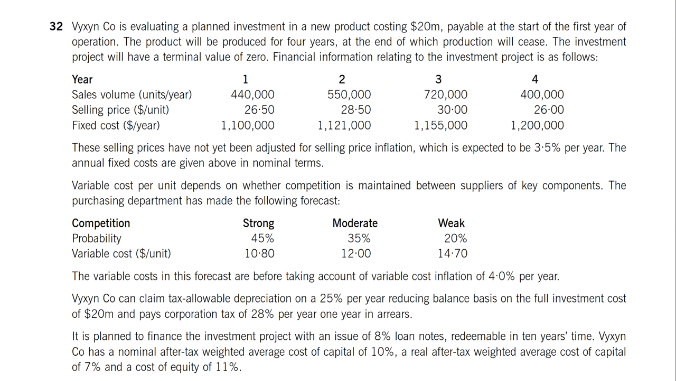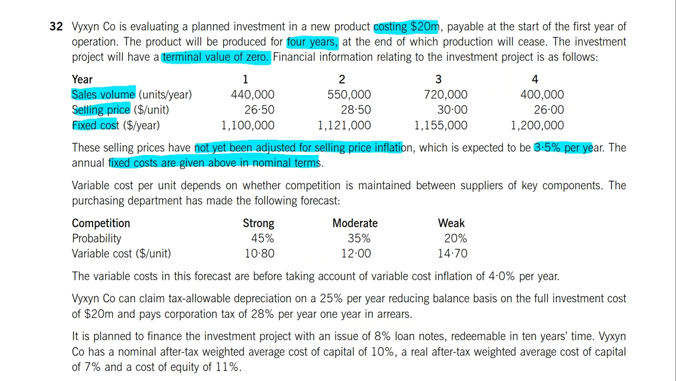So we've got a planned investment costing 20 million, and it's going to be 4 years, and it's going to have a terminal value of 0, so no scrap value. We're given information on the sales volume, the selling price, and the fixed cost. Selling price, we need to adjust for inflation, 3.5%, so we'll need to do that. Fixed costs are in nominal terms, so that means we're just using the figures. They've already been adjusted for inflation.